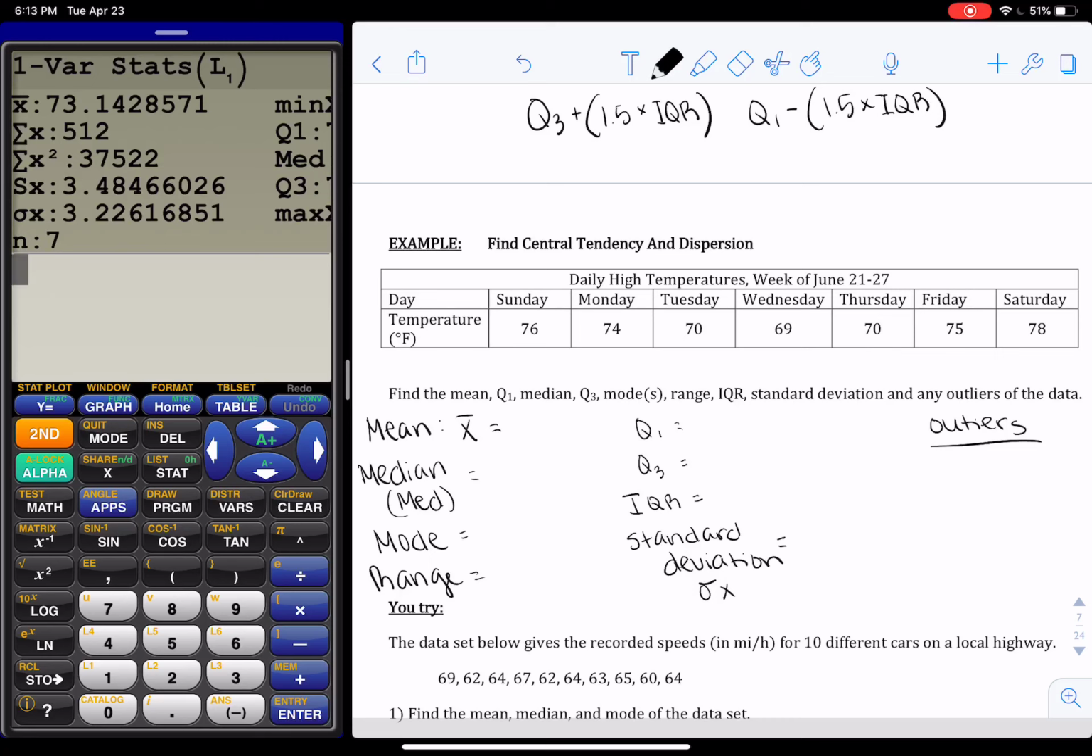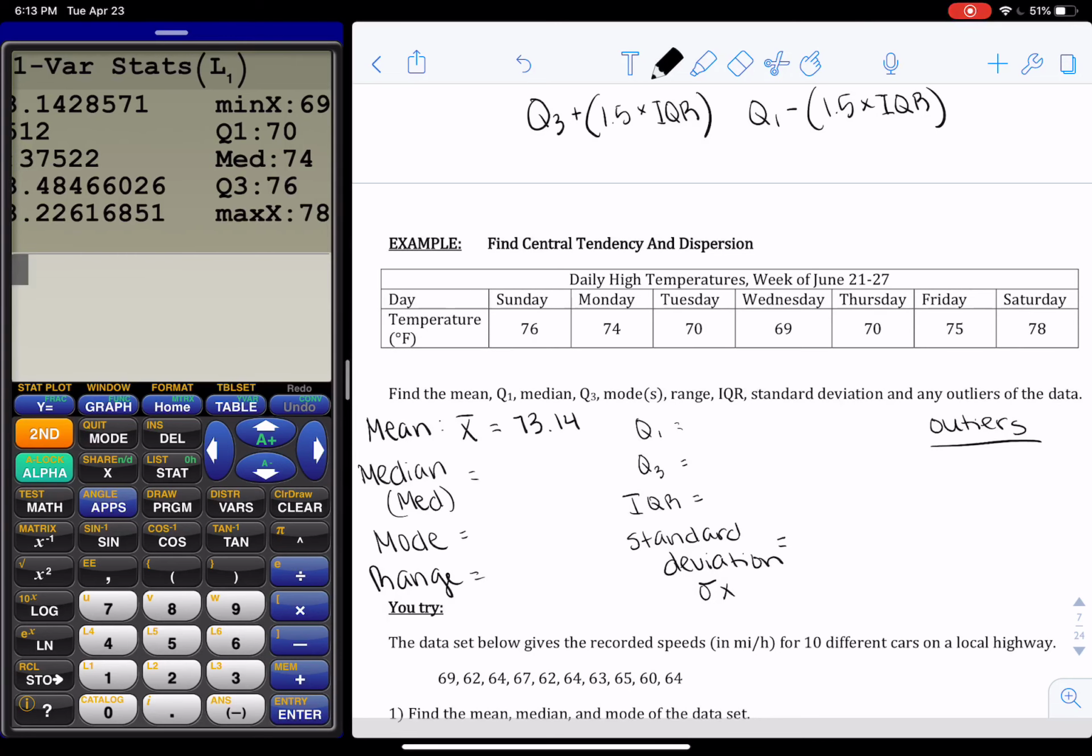And I can see almost all of my numbers. So if you look first, there's that X bar. That tells me that the mean is 73.14. The median, MED, you're going to have to scroll down with your arrow. I go over a little bit here. That's 74. Now the mode, it doesn't tell us that, but that's the one that happens the most. So if you look at your data, I can see that 70 degrees happens twice, so that's my mode.